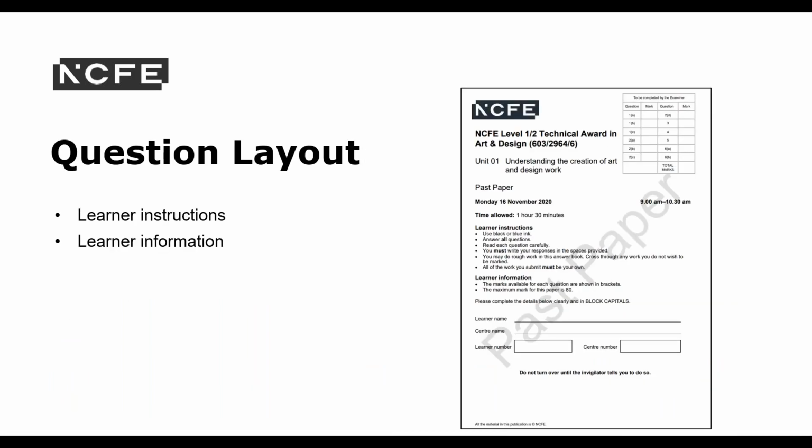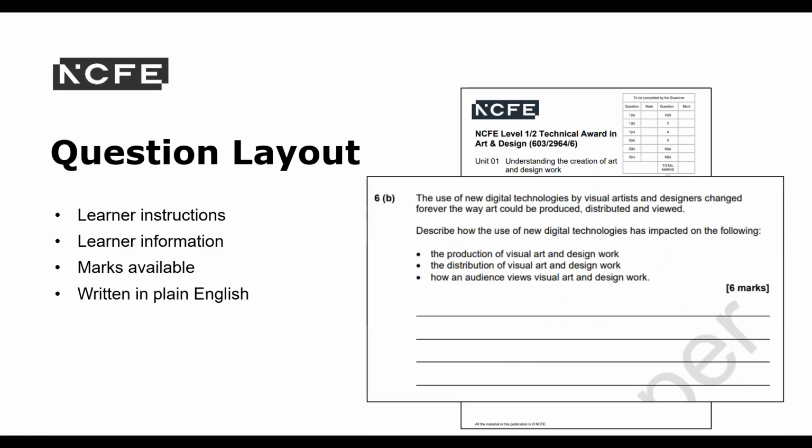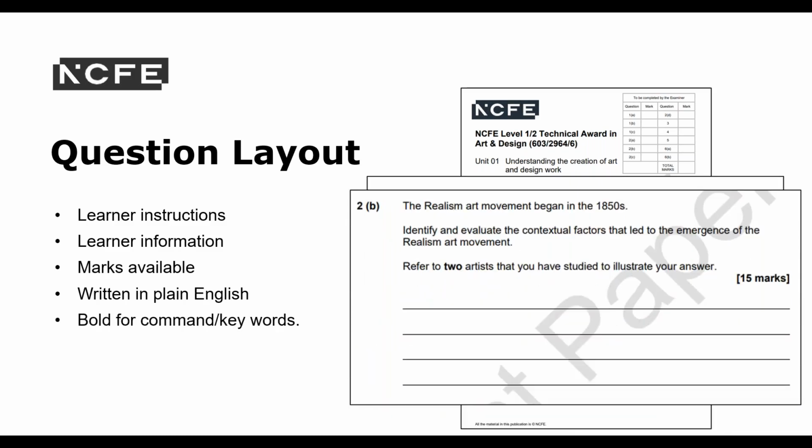The look of the external assessment paper will contain learner instructions and learner information. Also, how many marks the question is worth, so 6 in this case. They are written in plain English as much as possible to ensure it's accessible by the learners. And bolding is used to highlight important aspects such as command verbs and other key words, like this example where "to" is bolded. Key or command words are used in terms of question structure and expectation. For example, identify is a single word or short response. Describe is a short sentence response and so on. And explain is a response with expansion, etc.